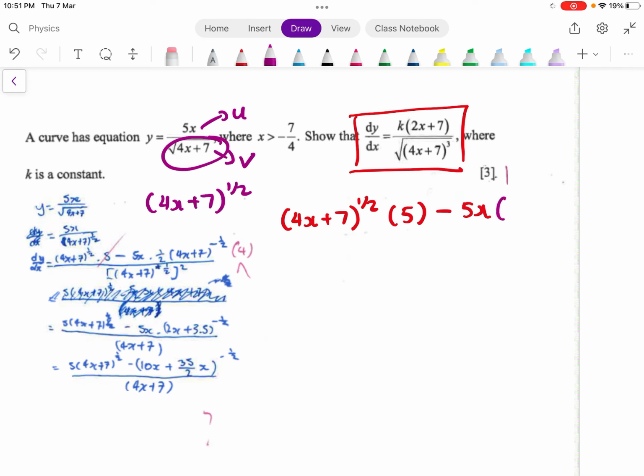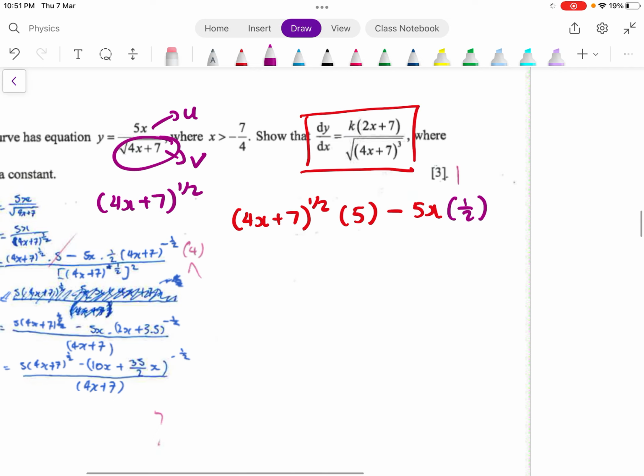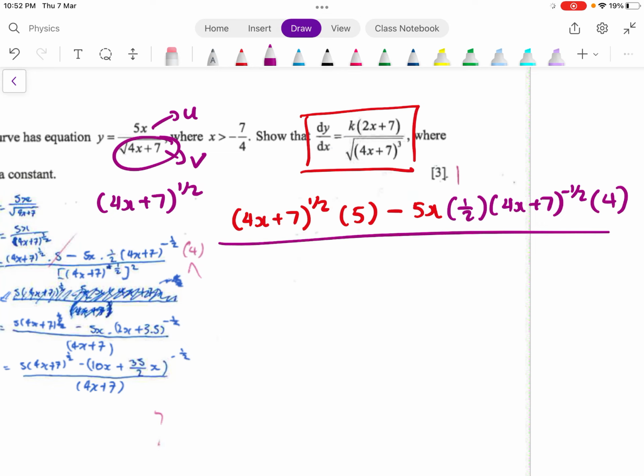So what you get is half, then (4x + 7) to the power of negative half. Differentiate inside the bracket, what you get is 4. The whole thing is divided by the square root of (4x + 7), and of course this whole thing you need to square. The square of a square root cancels, so I simply put it like that.